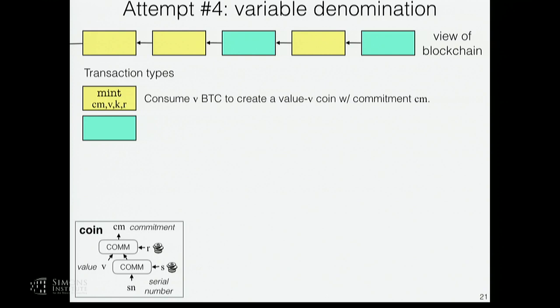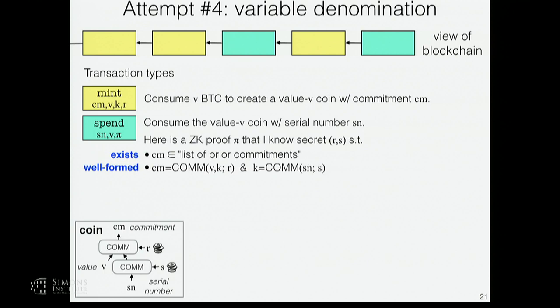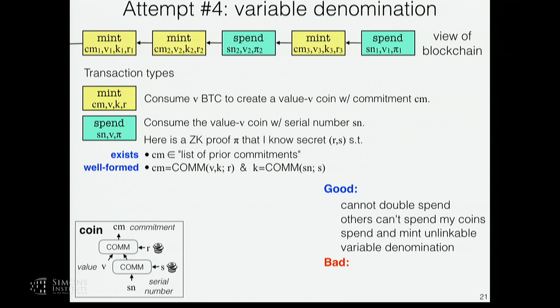So when you create a coin commitment, it has a value tied to it, okay? And when you're minting, you tell the world how much value you're minting, because again, it's coming from some other resource. When you're spending, you prove the same thing. You prove that the coin commitment was in the list of prior commitments. You prove that everything you have in mind is well formed. And that's how it works. Are you comfortable? I've just added denominations, okay? I split it into slides because it's easier to think about.